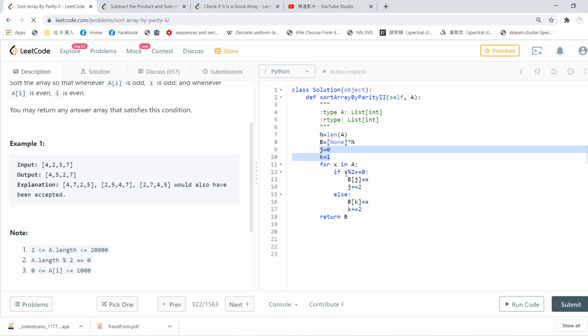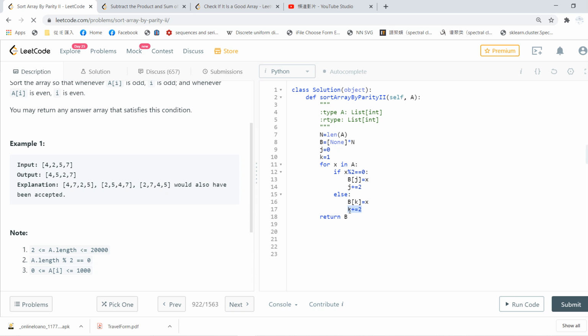So whenever I see an even number x, I let b[j] equal x, and j will add 2. So j will keep adding 2. And else, if I see someone is odd, then I let b[k] equal x, and k plus equals 2. So k just goes plus 2, plus 2. So k will run through 1, 3, 5, 7, and j will run through 0, 2, 4, 6.